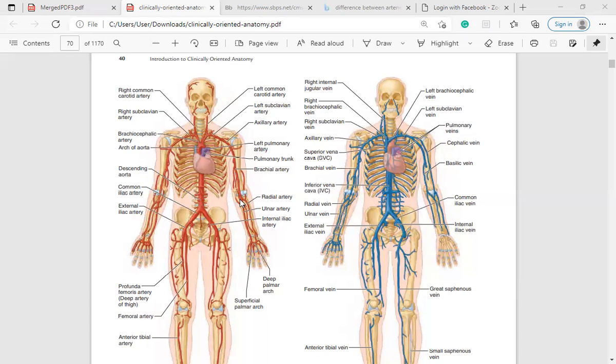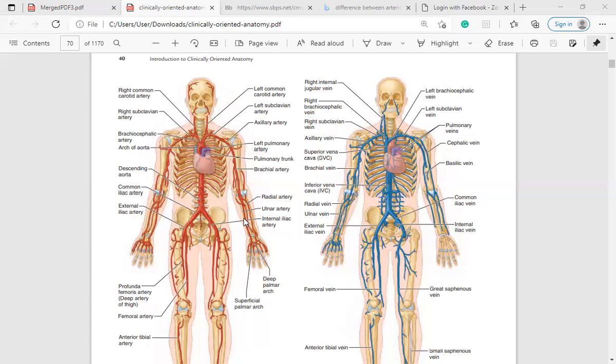One is called the radial artery, and the other one is called the ulnar artery. So the radial artery is going to supply the radial part of the hand, of the radius, that bone, and all the muscles around that area. And then the ulnar artery supplies the ulnar region and all the muscles around that region.